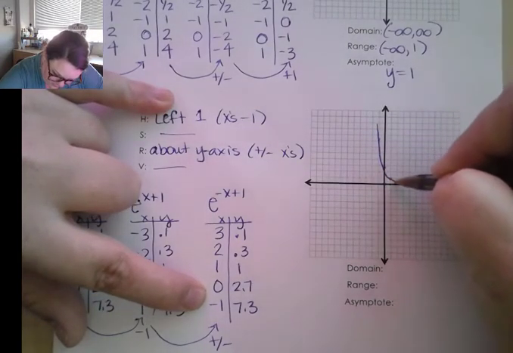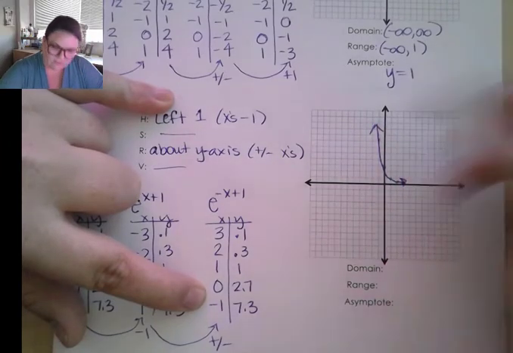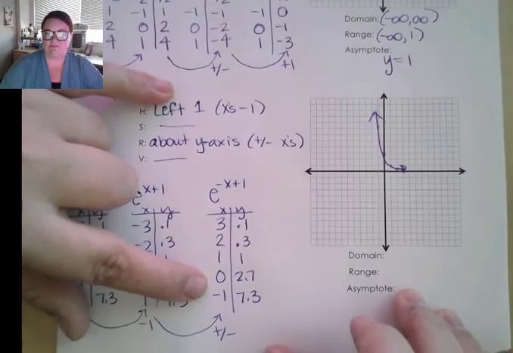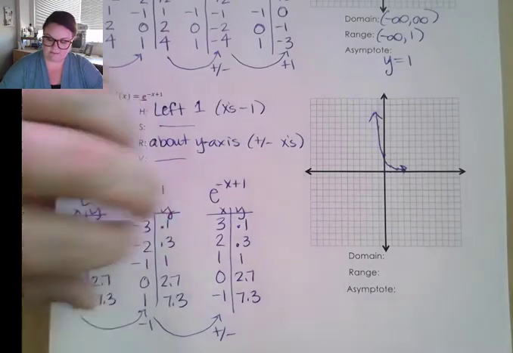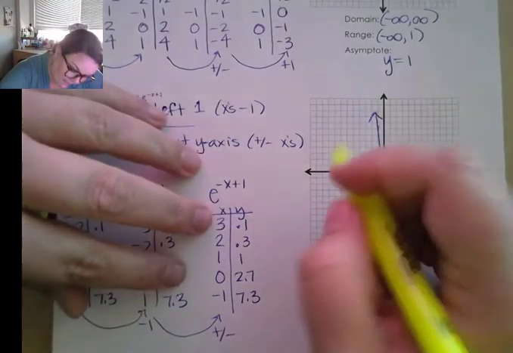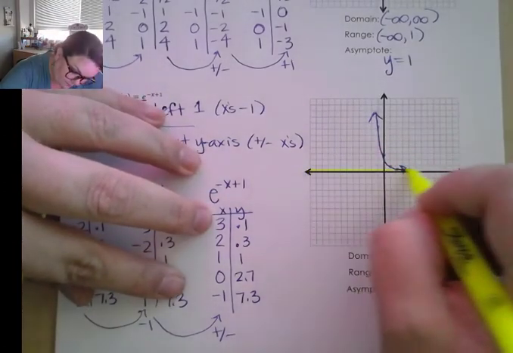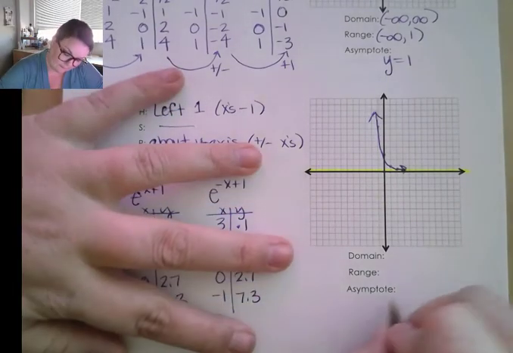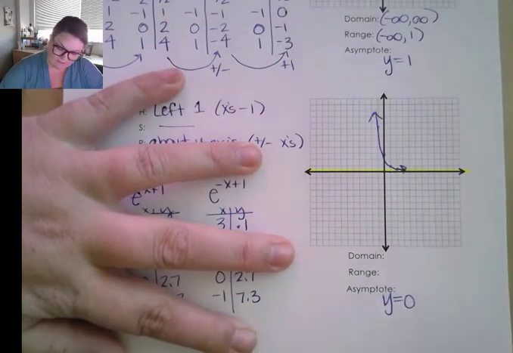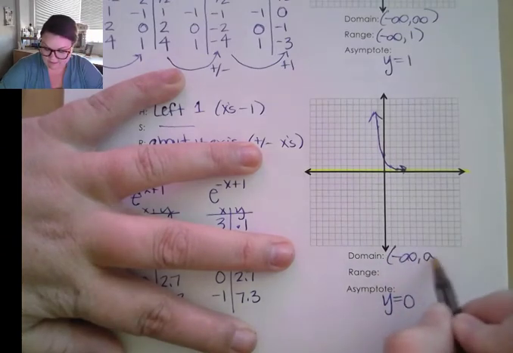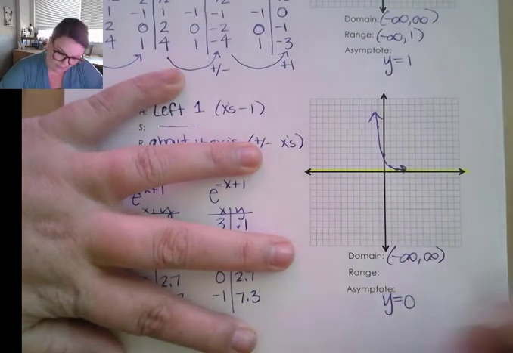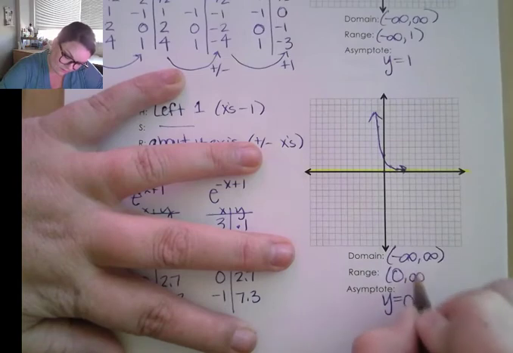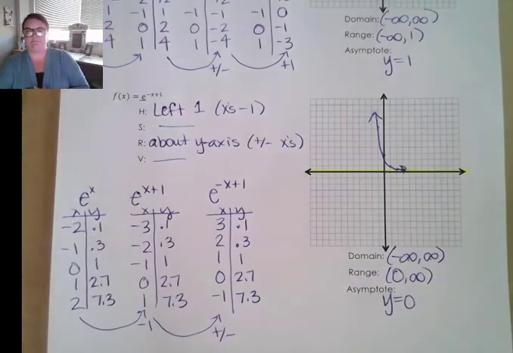So when we connect our dots, we should get a decreasing function looking something like this, right? And we can see that our asymptote is going to be at y equals 0. So that means our domain keeps going left and right, negative infinity to infinity, and our range starts at our asymptote at 0 and continues on up.